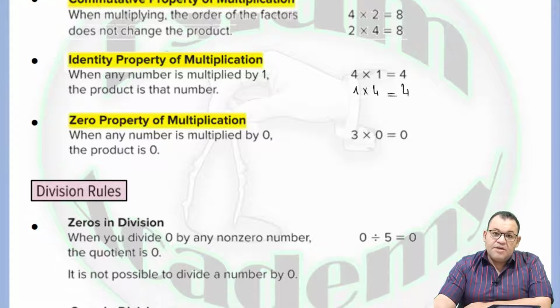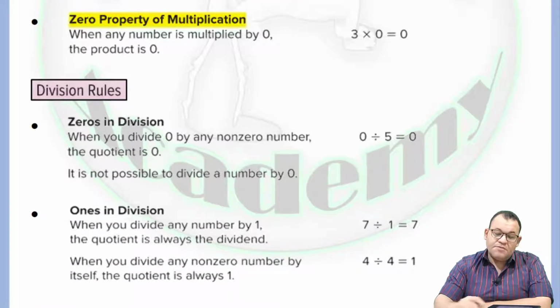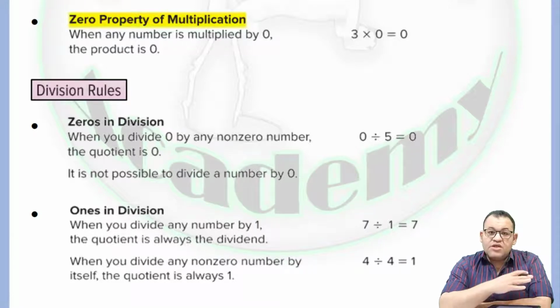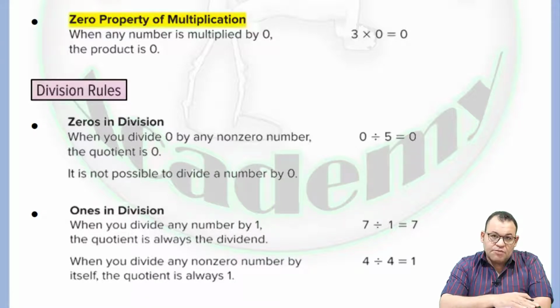But if you multiply by 0, that's defined by the 0 property. When you multiply by 0, the answer will equal 0. Whatever the number that you multiply by 0, the answer will equal 0. And that's defined by the 0 property of multiplication.